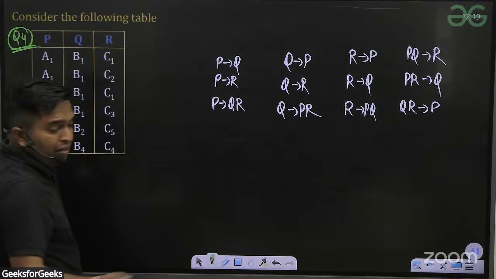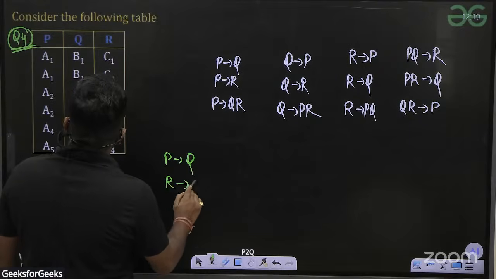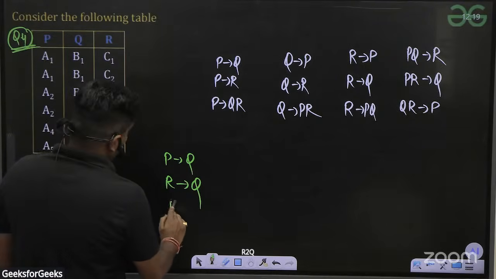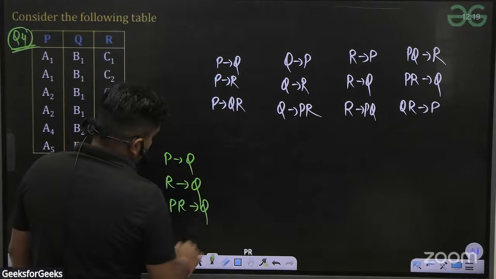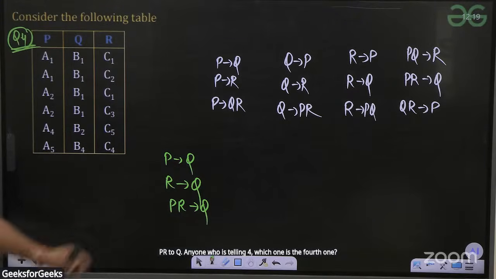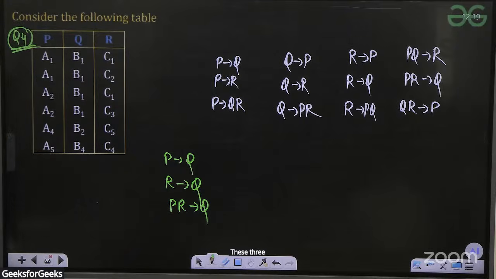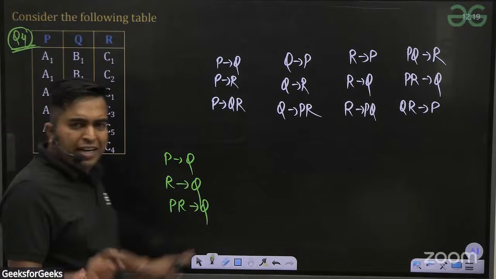P, P2Q, R2Q, PR2Q. Anyone who is saying 4, which one is the fourth one? These 3. Which one is the fourth one? Are you getting these 3?